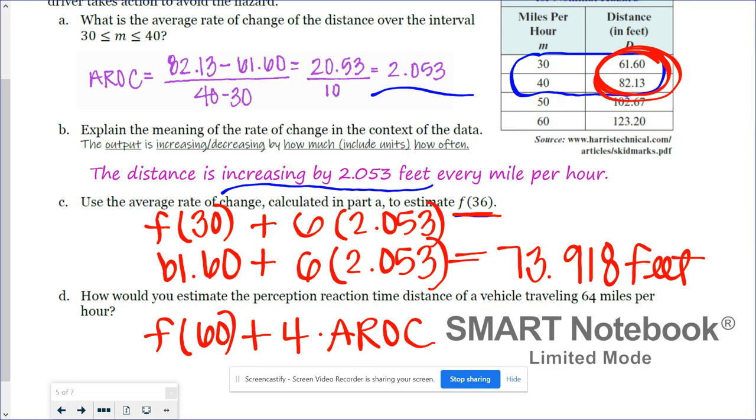Maybe I think it makes more sense to use the average rate of change of the entire interval. You could still use the average rate of change from part A. I mean, that would work, because it asks, how would you estimate that perception reaction time?